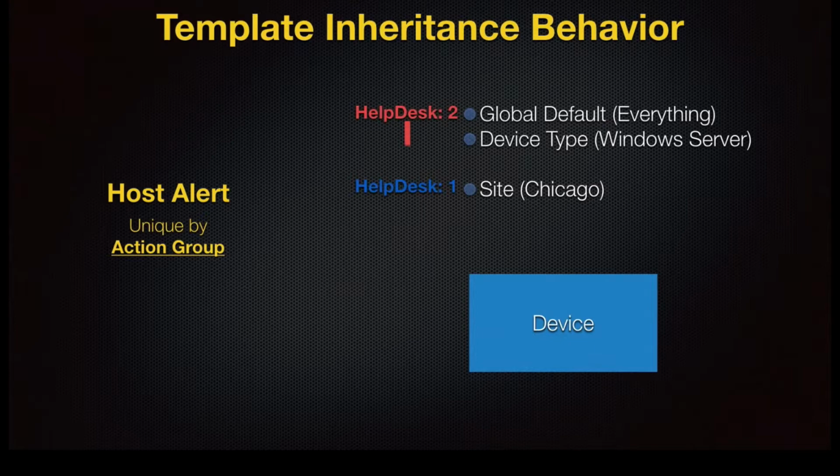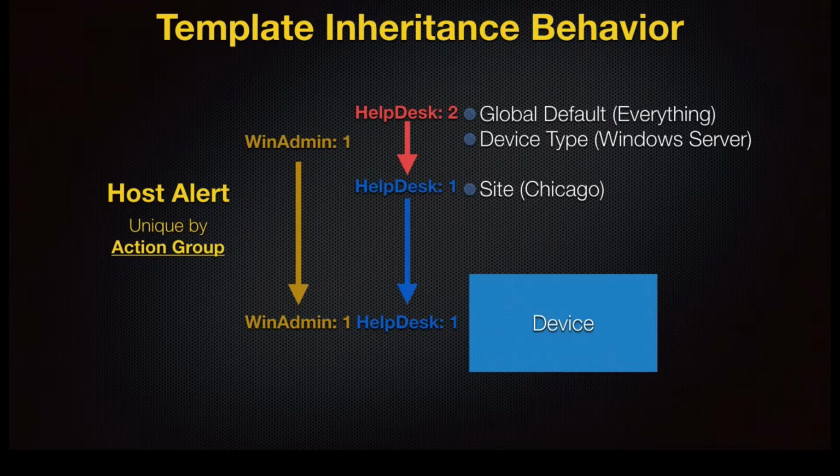So in this case, if I set a contact or an action group of help desk at the global default level, and then I set another one at the site level, but with a different escalation threshold, the site level in this case is the one that gets inherited onto the device. But if I set a completely different contact group on the type level, that's going to pass down to the device. So when I look at the device, I'm going to have the WinAdmin contact that I inherited from the Windows Server level. I'm going to have the help desk, but it's going to be inherited from the site level, and I can tell that by the escalation threshold that's on it. And I'll show you how to look at settings in OmniCenter and tell whether or not they came from a template and what template they came from.